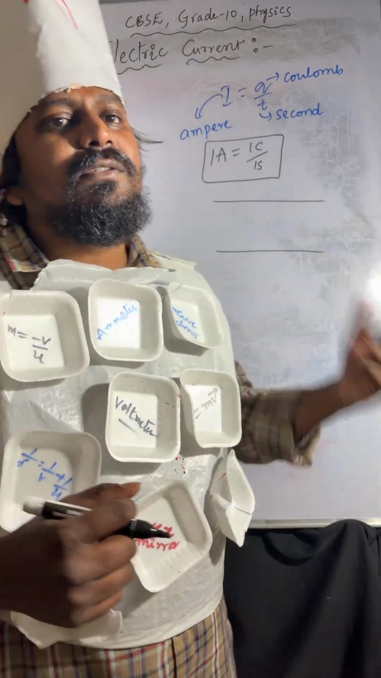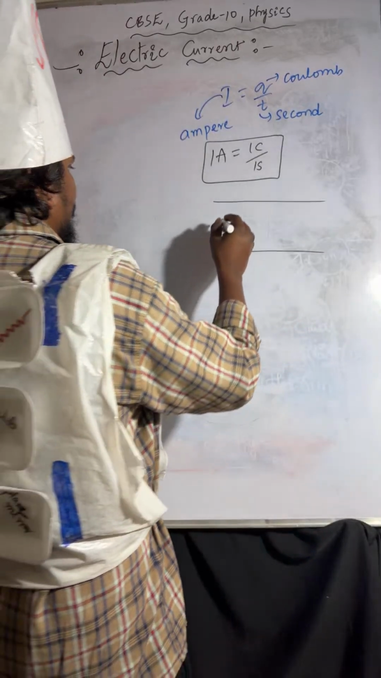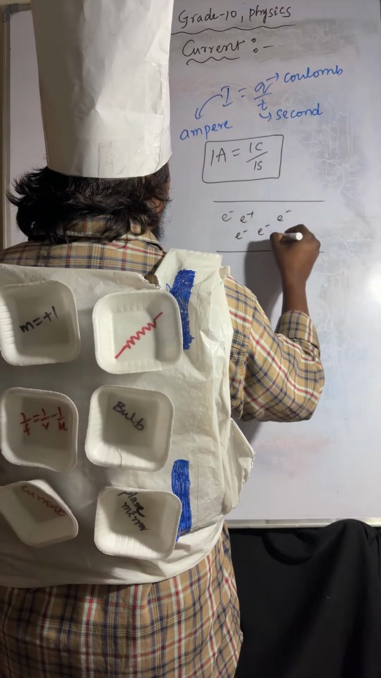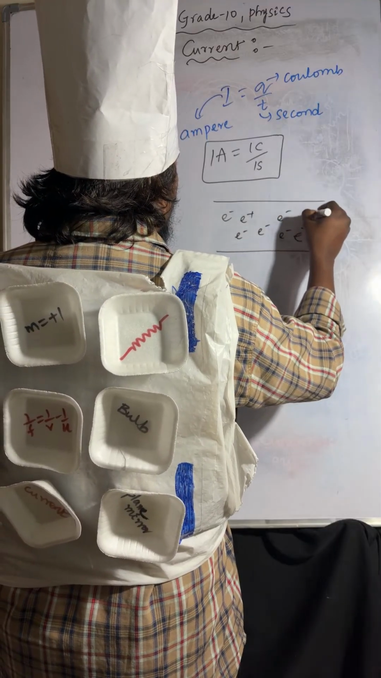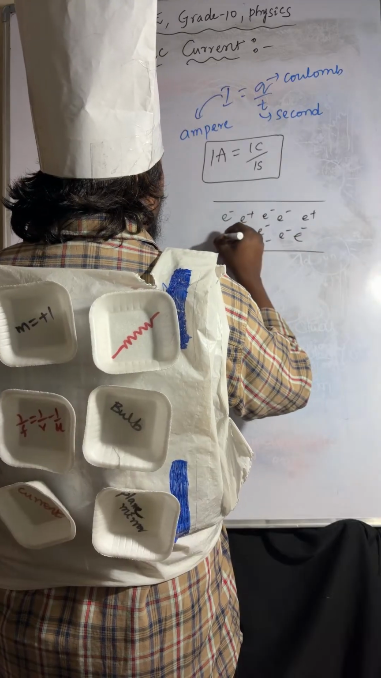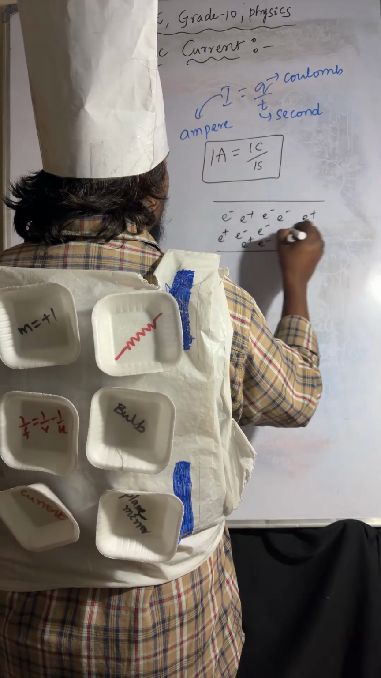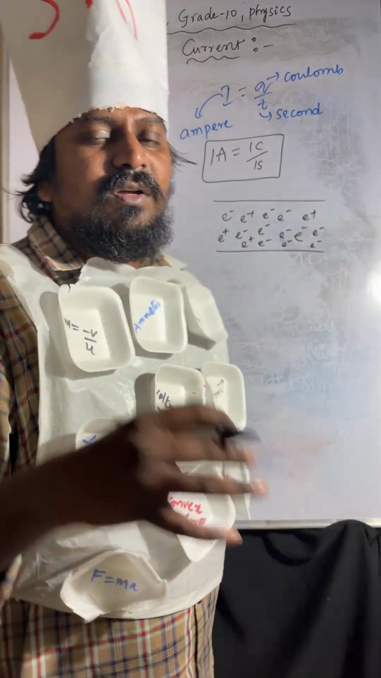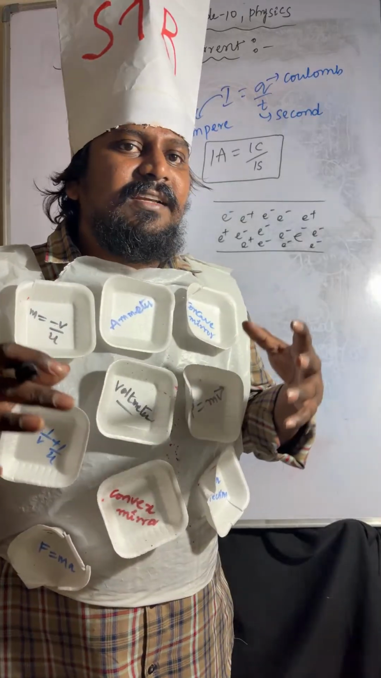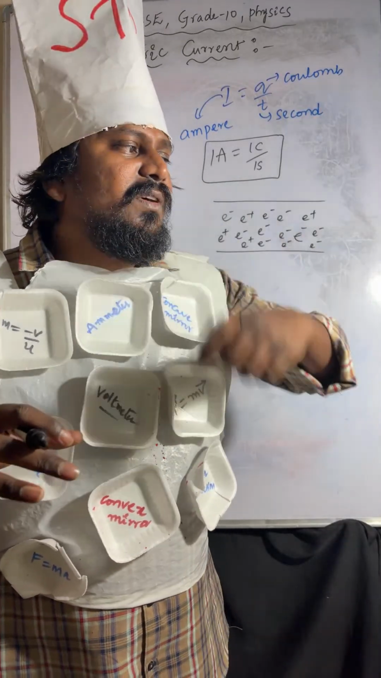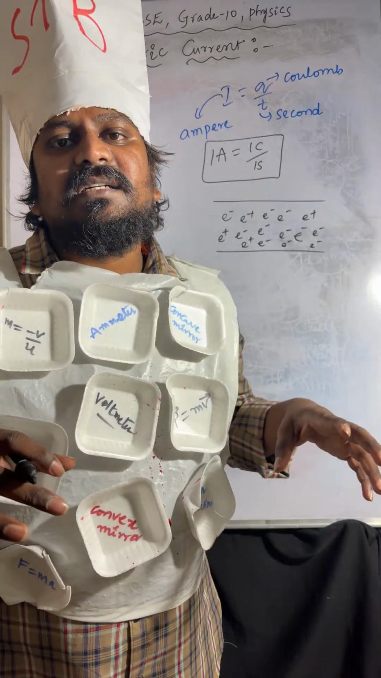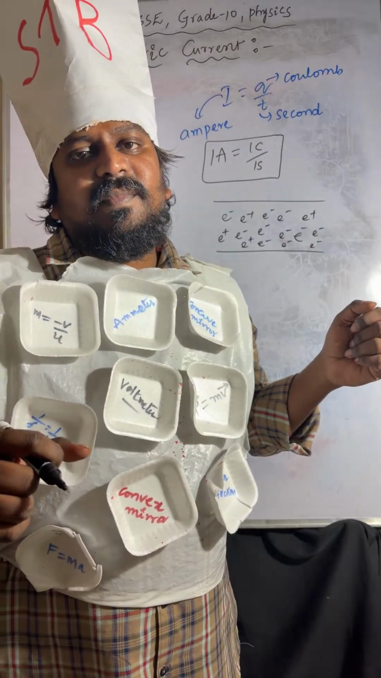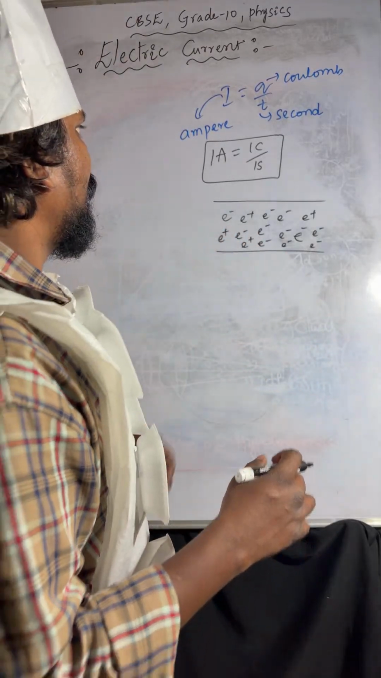So Q is the quantization of charge. Here positive charges are there, negative charges are there. There are many charges moving in the conductor. Okay. So that's why it is called quantization of charge. Number of charges are moving in the conductor. That is the reason we are saying current is flowing. So I equal to Q by T.